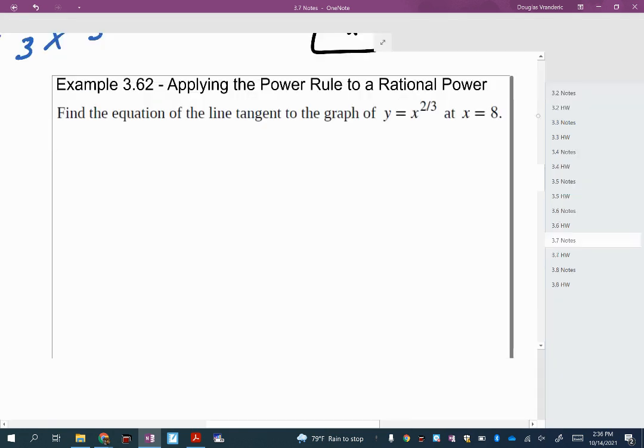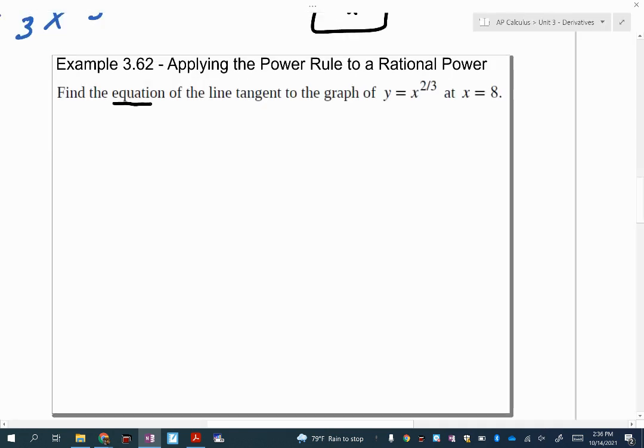All right, so now that we know that, let's kind of do this problem. Again, another lesson with another problem about finding the equation of a tangent line. All right, so the first step is to get our point. Our point is going to be x equals 8. Let's find the y value. So I'm going to plug in 8.